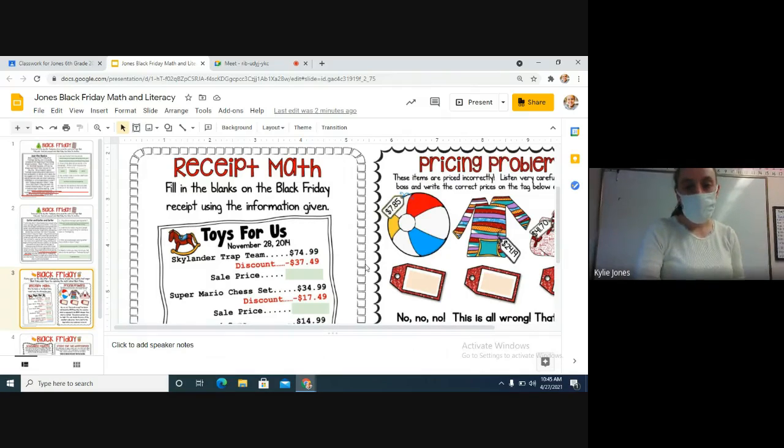So the first item is a Skylander Trap Team for $74.99. The discount subtracted was $37.49. So we need the sale price. How are we going to solve for the sale price? Subtract. The receipt was nice and set it up for us, and it has the decimals lined up. Somebody walk me through step by step. How do I subtract these two prices?